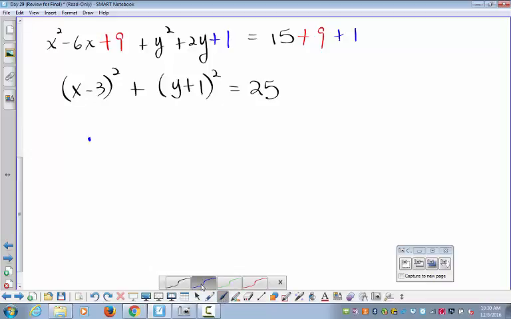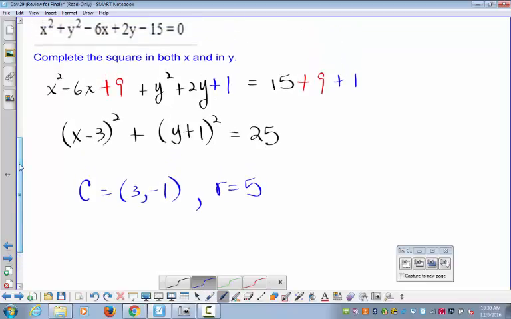And the center will be (3, -1), and the radius will be 5. So again, with an ellipse, as the ellipse becomes more and more circular, the foci get closer and closer together, and as soon as it becomes a circle, the foci overlap on the center.